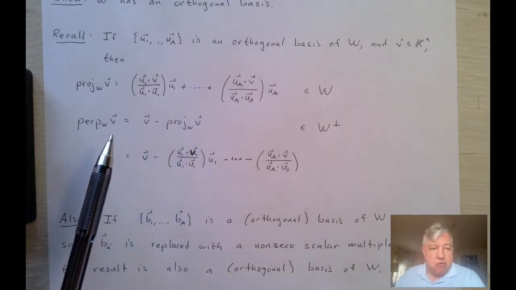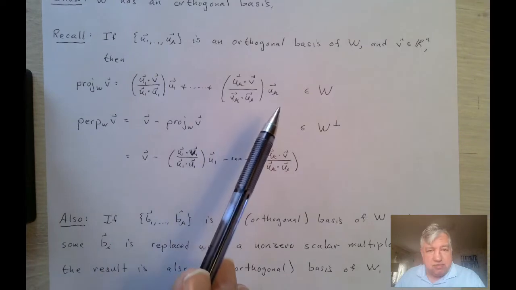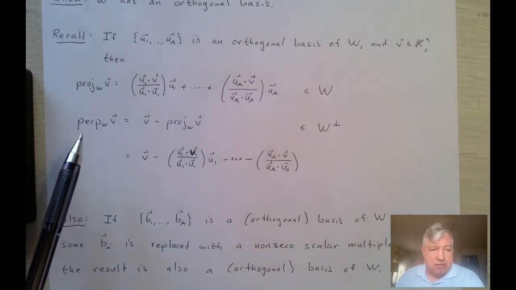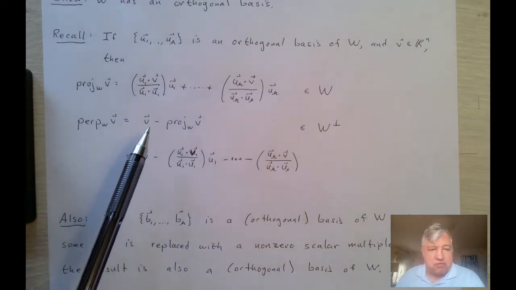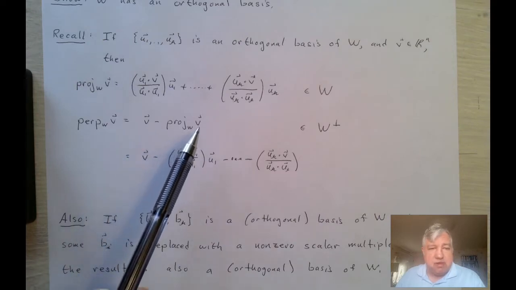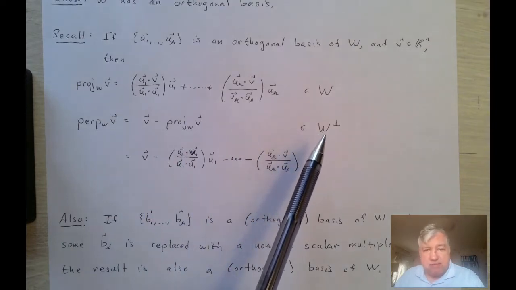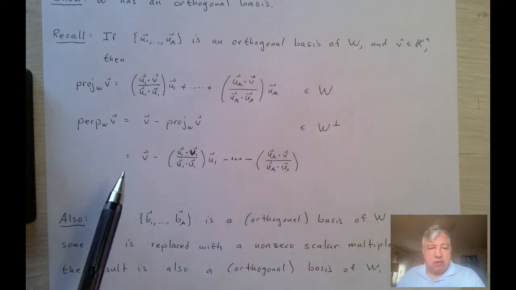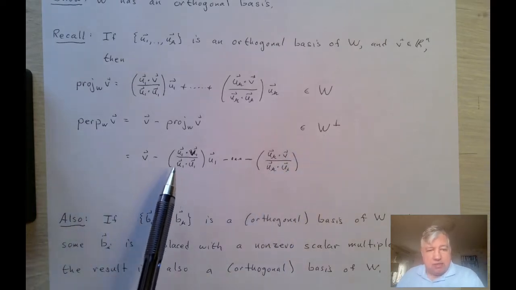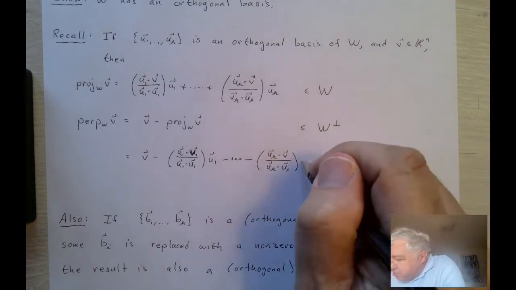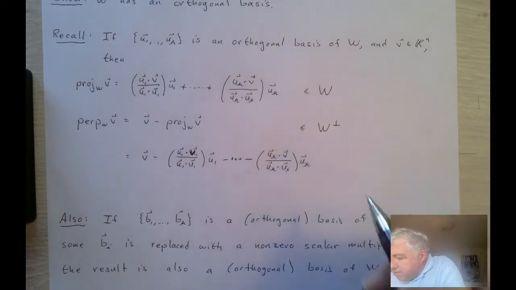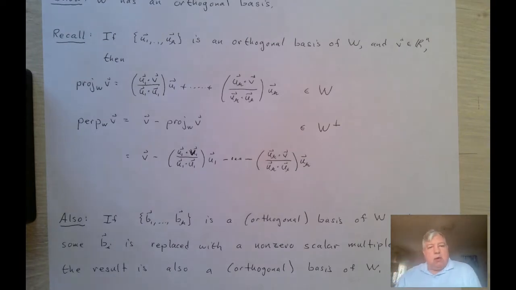Then we also showed that if we define the projection as this vector, then we can define this thing called perp v, which is just the difference v minus the projection of v onto W. That we showed last time is going to be orthogonal to everything in W, so it's in W perp, right? So we can also represent this as v minus this linear combination, and oops, there should be a u_k right here, so shame on me. All right, so we already knew this.